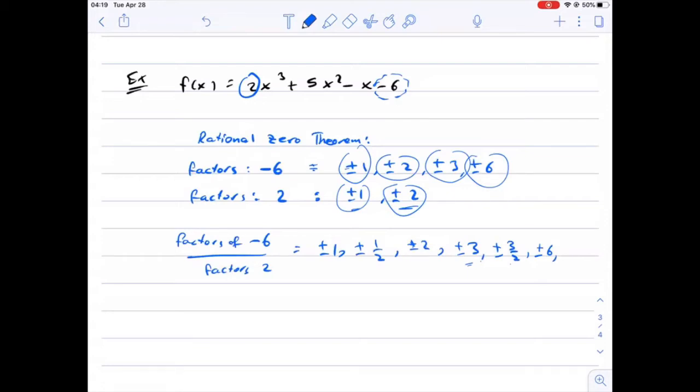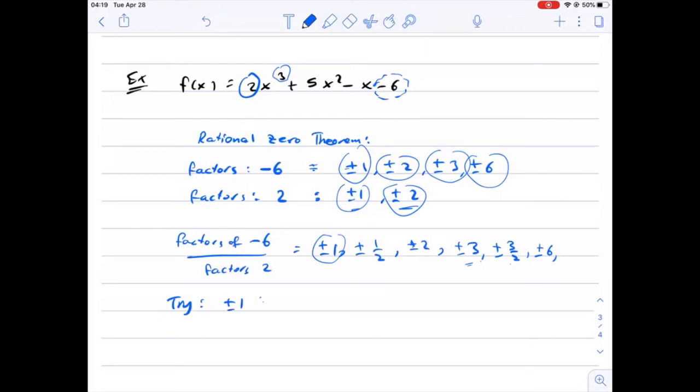I mean by possible zeros, some of them can be zeros, but not all of them are zeros, because we know that the degree of the polynomial is 3. That means we have at most 3 zeros. We can't have 4 zeros or 5 zeros, because the degree determines the maximum number of zeros. So these are just possible zeros, and the actual zeros are some of them. So we try some values. Let's start with positive 1.